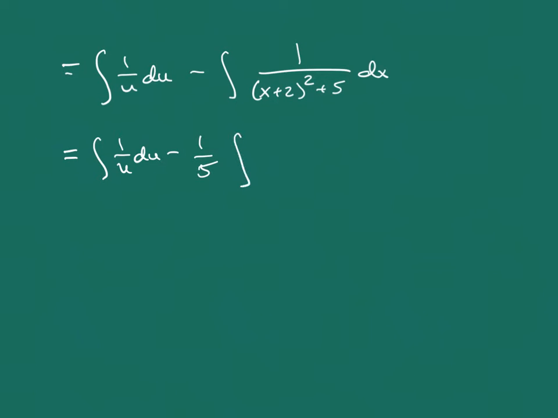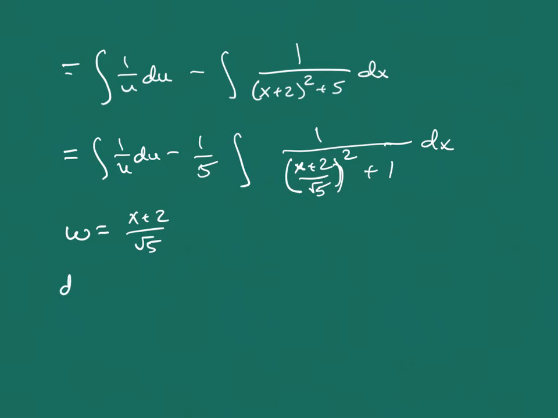So if I do that, now I'm going to have a 1 over and put it inside that quadratic so that it really looks like our (x plus 2 over the square root of 5) squared plus 1 dx. So that now when I do my substitution with something that looks like, say, w equal to x plus 2 over root 5, then dw looks like a 1 over root 5 dx, or the square root of 5 dw is my dx.